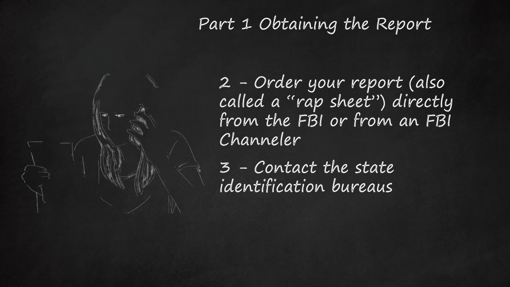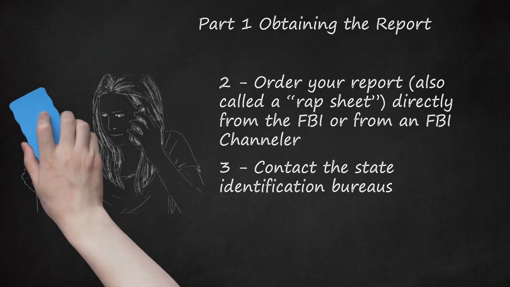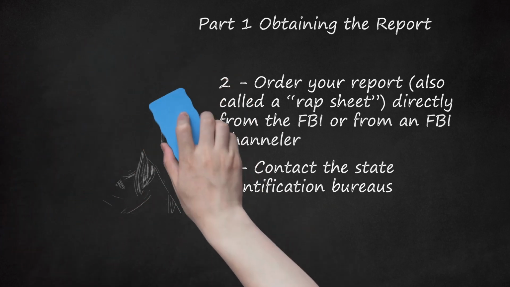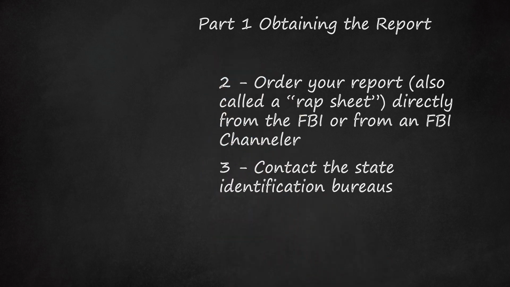3. Contact the state identification bureaus. If you'd prefer to deal directly with the states in which you've been involved in a criminal matter, each state has an agency that is responsible for providing criminal record reports. This report will normally be limited to your history for the particular state. For a listing of each state's agency, you can check here. Expect to pay between $25 to $65 in state fees.